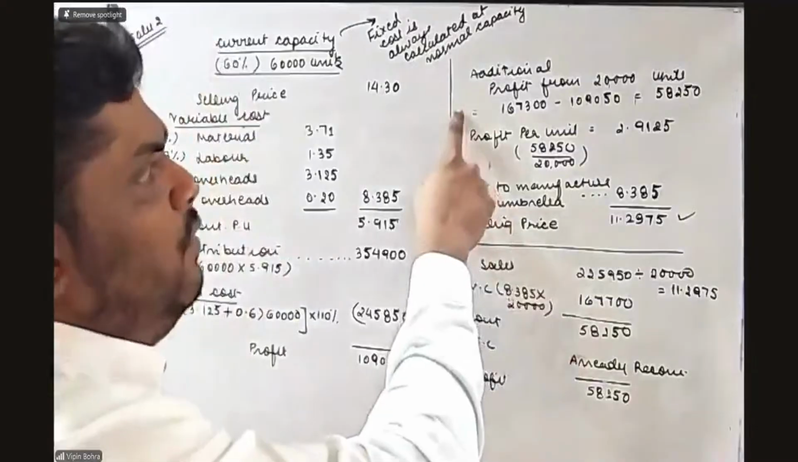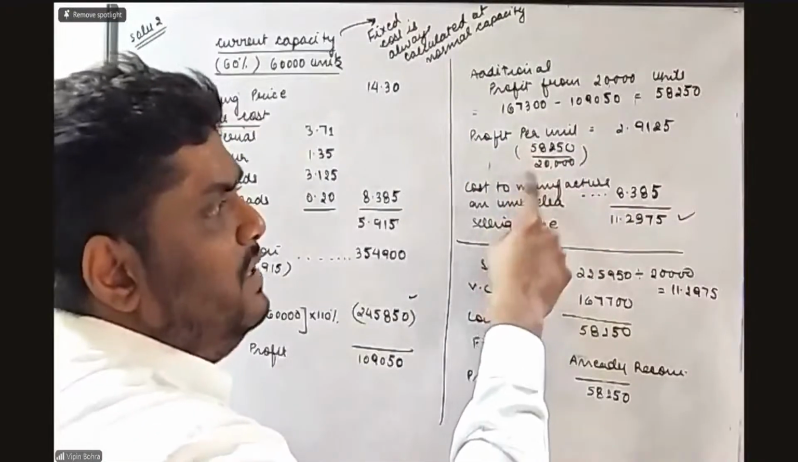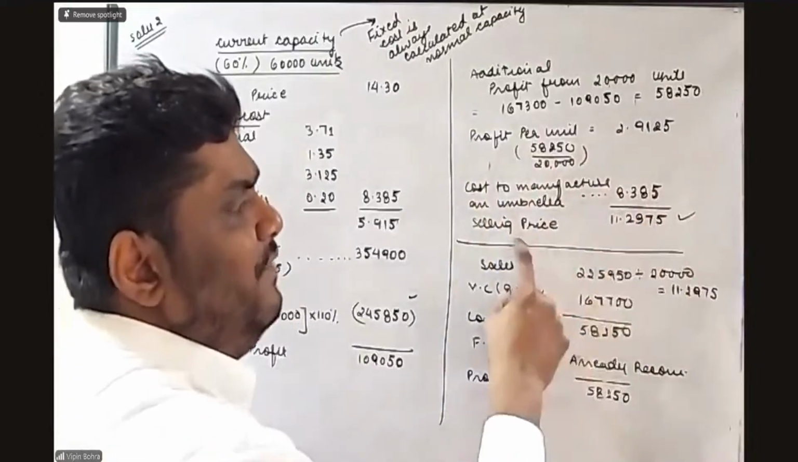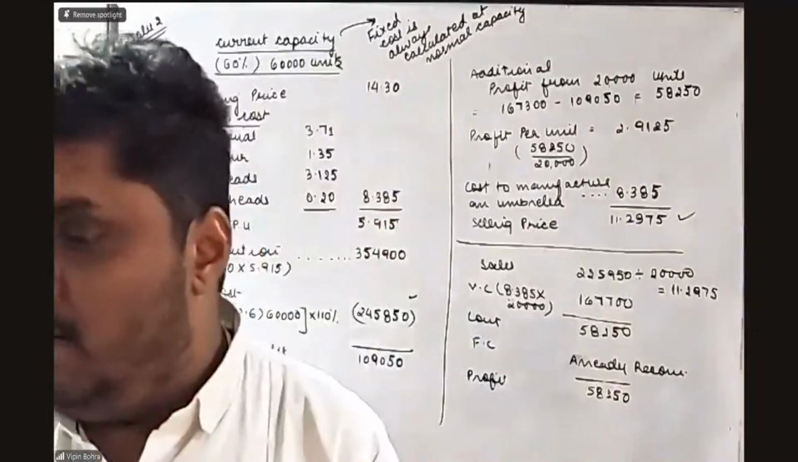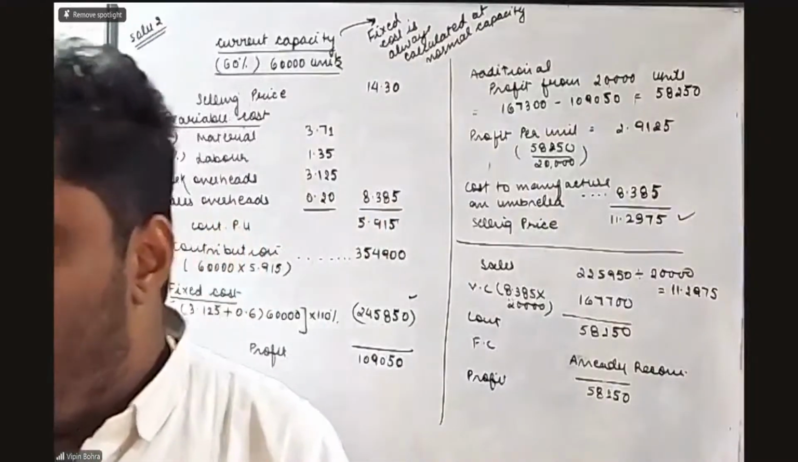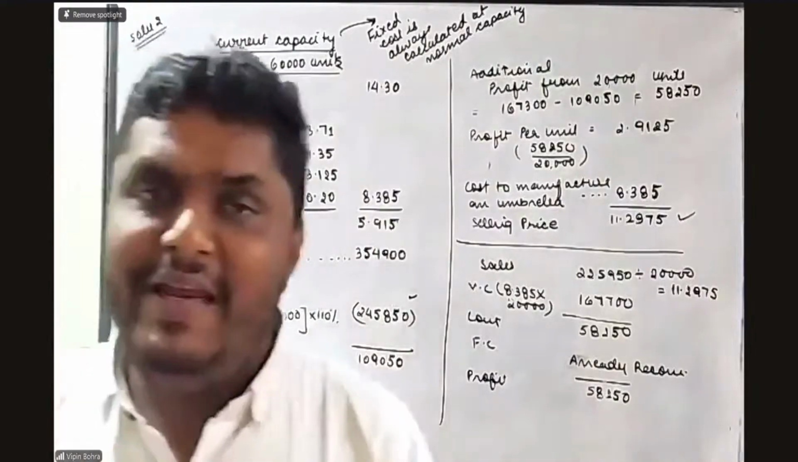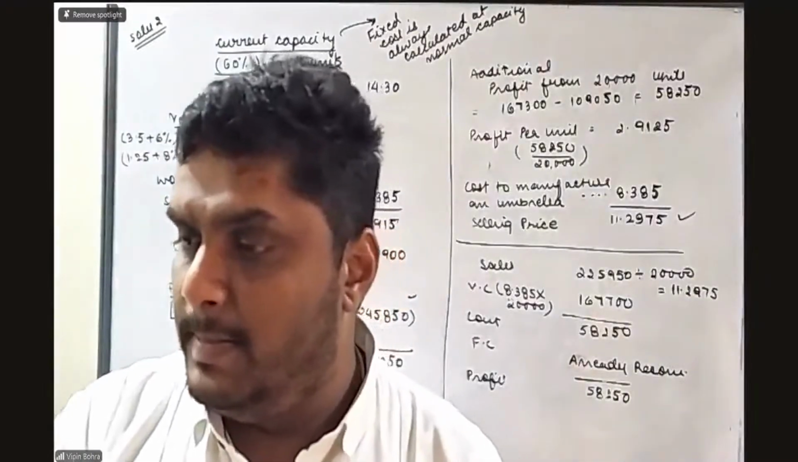I also did the same thing. That is, additional profit is 58,250 divided by 20,000 units, 2.9125, plus 8.385. The selling price will be 11.2975. So, anyone having any doubts? If anyone has any doubts, you can raise your hand. You can speak to me directly.